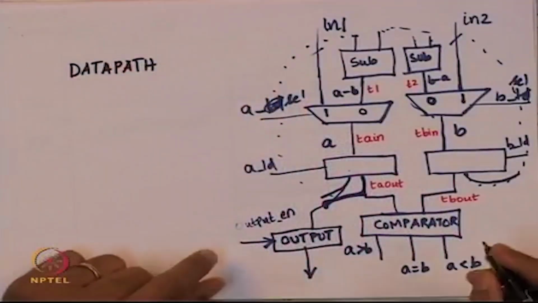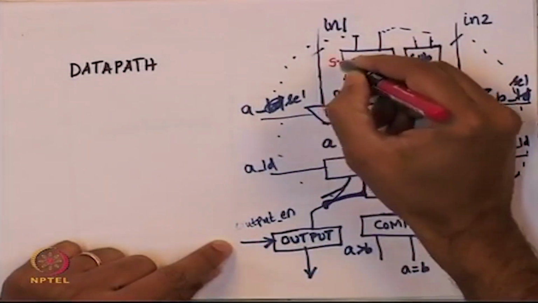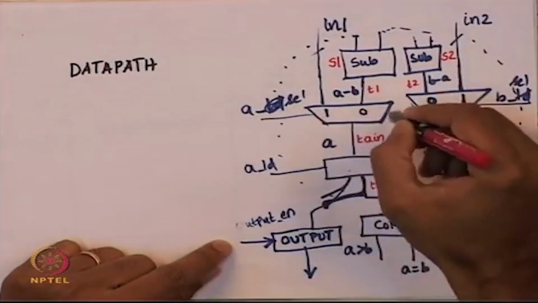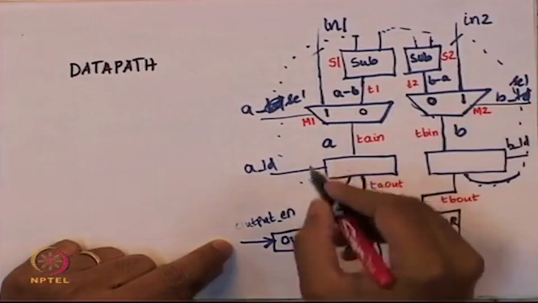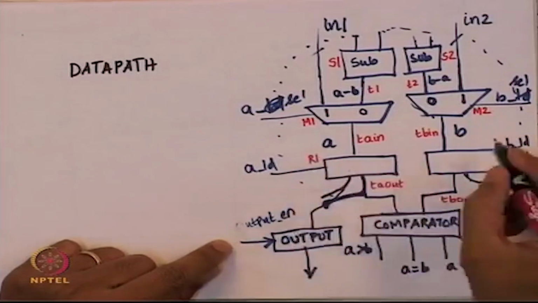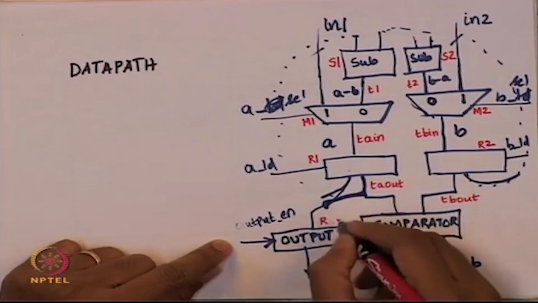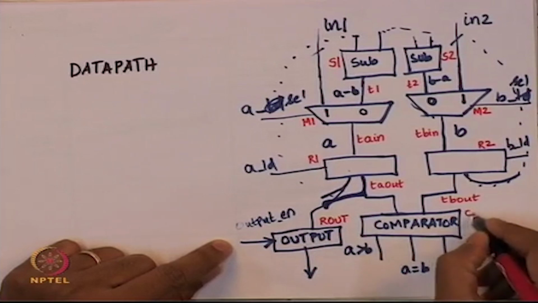So let us take one last look at the picture here. In this picture, what we don't have so far is the names. I had different names earlier, now I will put the names in the picture itself. This subtractor I called S1, this subtractor I called S2, this multiplexer I called M1, this multiplexer I called M2, this register I called R1, this one I called R2, this one was called R out with a capital OUT, and this comparator was called C1.